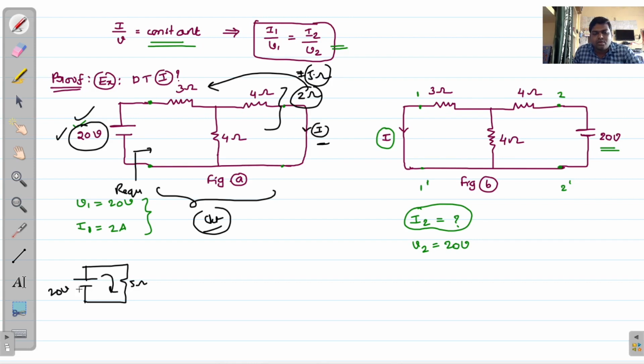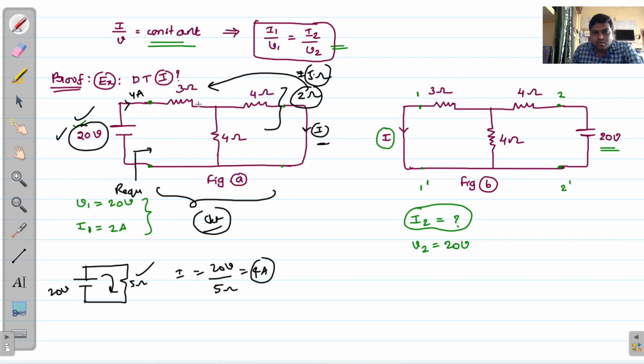In this circuit, how much current is circulating? I equals what? 20 volts by 5 ohm. So you will get 4 amperes current circulating in this particular loop. That means the current coming out from the 20 volts is 4 amperes, right? 4 amperes current coming out from 20 volts, by connecting this 5 ohm impedance to that particular circuit.